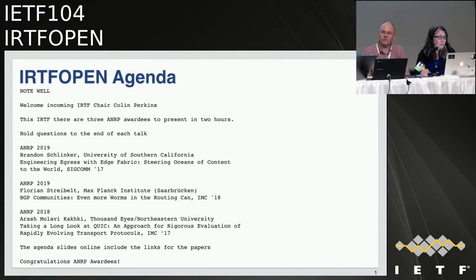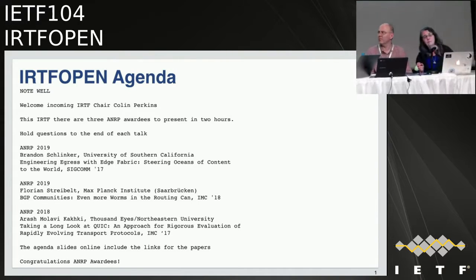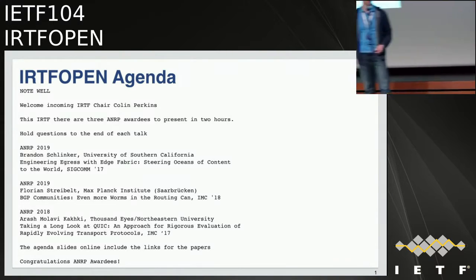So we'll start out with Brandon Schlinker's talk. Brandon is with Facebook and University of Southern California, and his award paper is called Engineering Egress with Edge Fabric, Steering Oceans of Content to the World. And take it away, Brandon. Thank you for the introduction. Good afternoon, everyone. My name is Brandon Schlinker from the University of Southern California.